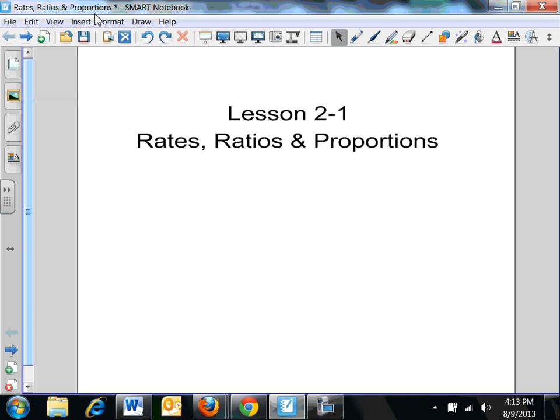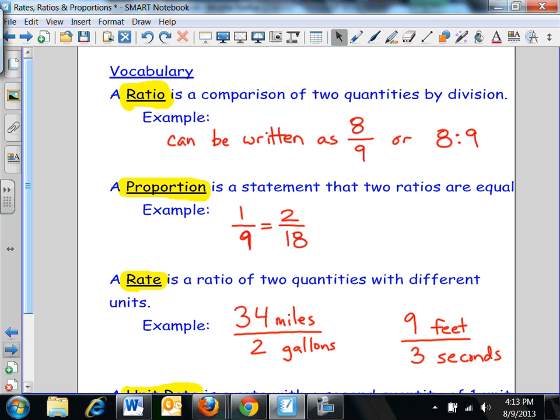Okay, your lesson for this weekend before Monday is lesson 2.1, and it's about rates, ratios, and proportions. So, on the first slide, we have some vocabulary. So pause this whenever you need to write down the vocabulary.